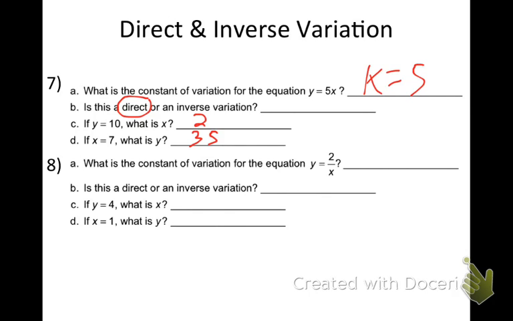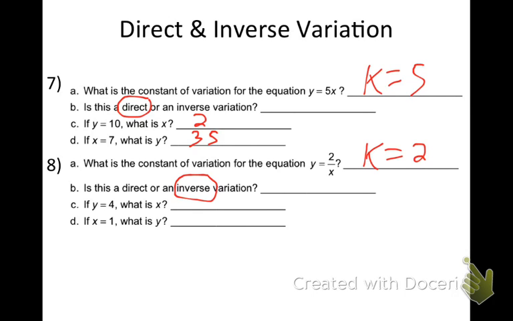Let's go to number 8. What is the constant of variation for the equation y equals 2 over x? K equals 2. Is this direct or inverse variation? This one would now be inverse variation. Letter C. Ooh, C was the tough one. If y equals 4, what is x?